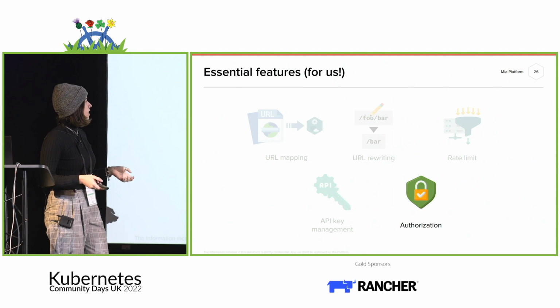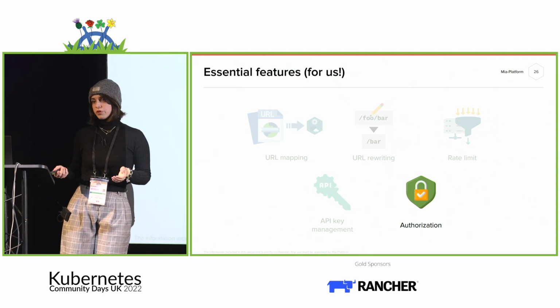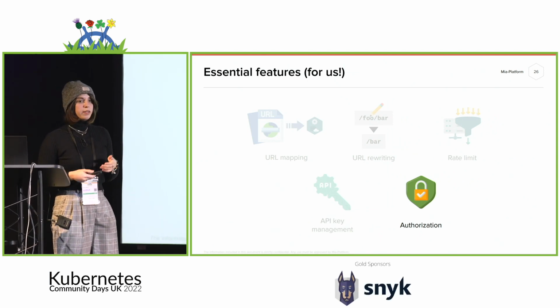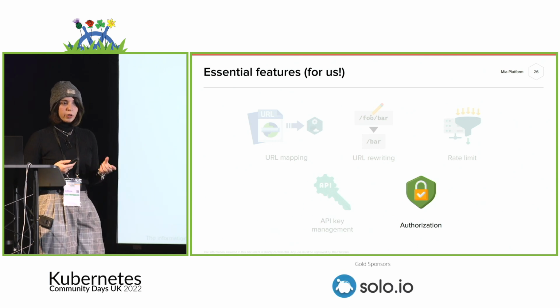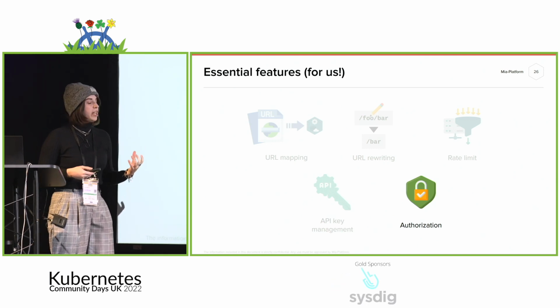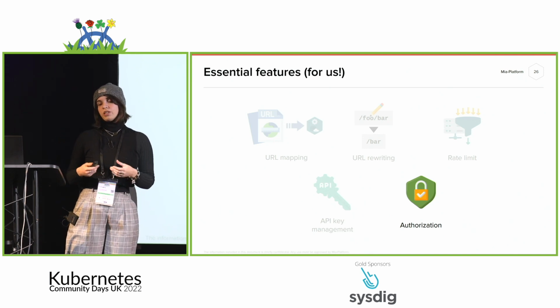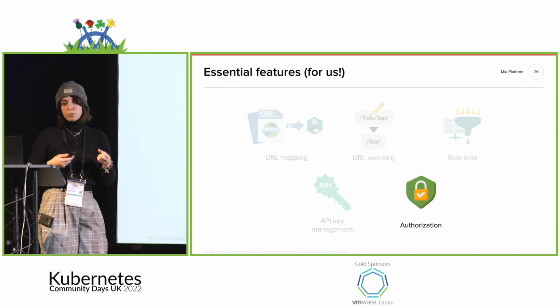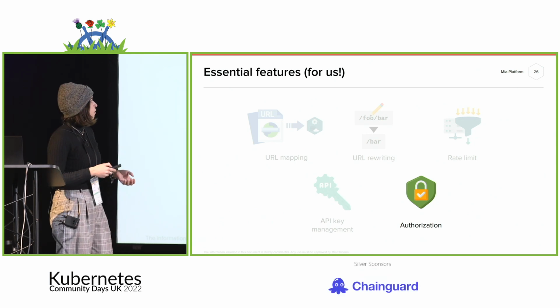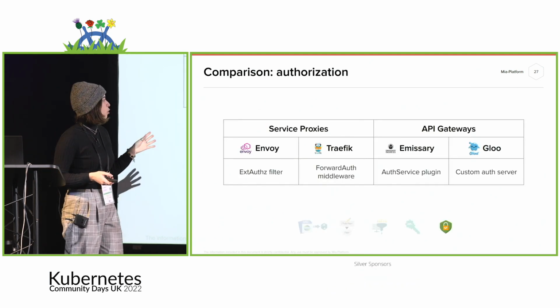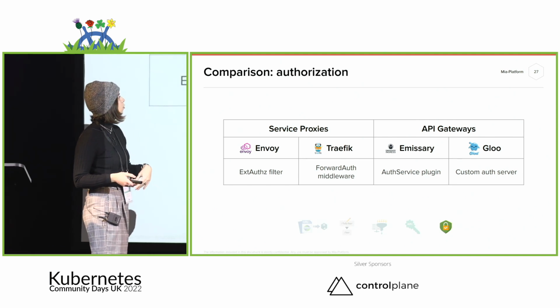Finally, last but not least, we have authorization. An API gateway needs to be able to perform authorization checks on the request. So it needs to be connected in some way to an external authorization service, or it should give us the possibility to implement an authorization service. So the implementation is quite similar throughout all the tools.